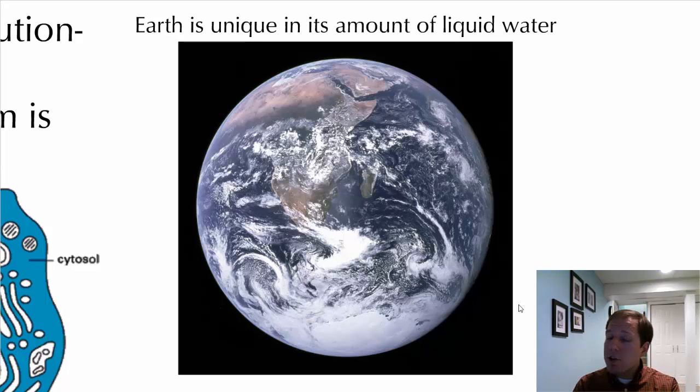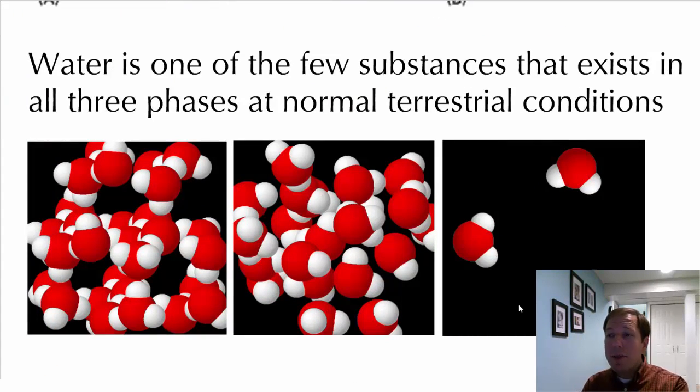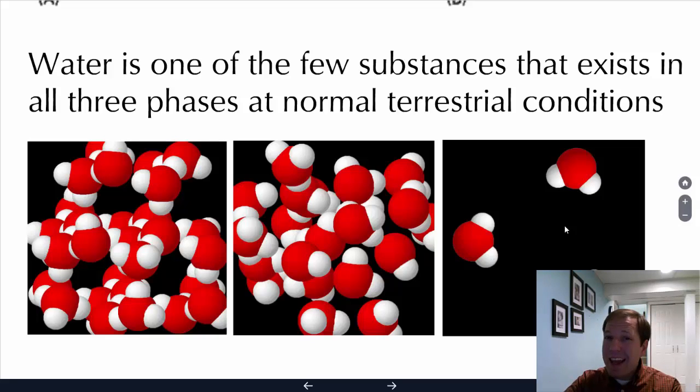Now, Earth, as far as we know it, and certainly within our solar system, is unique in its amount of liquid water. And solutions require liquid water in order to be able to dissolve their solutes. Water is one of the few substances that exists in all three phases at terrestrial conditions. We find water vapor present in the atmosphere in anywhere from 1 to 5%. We find liquid water present in all of the oceans, rivers, lakes, ponds, puddles around the world. And we find ice permanently existing at our polar ice caps and on the tops of mountains and trapped in glaciers.